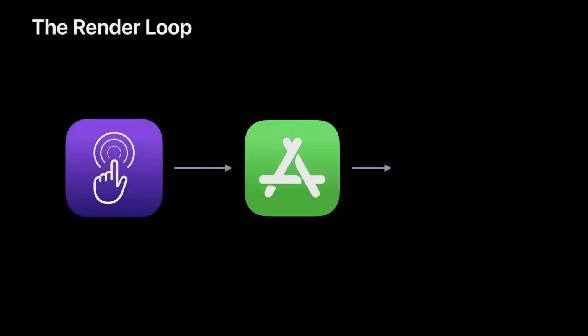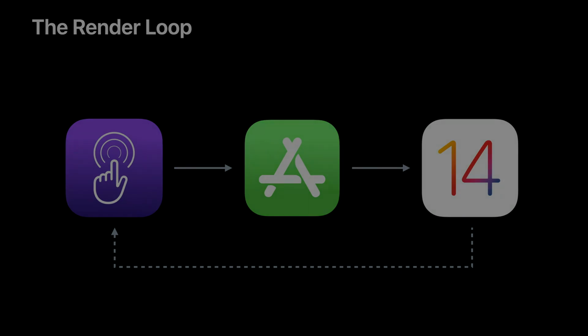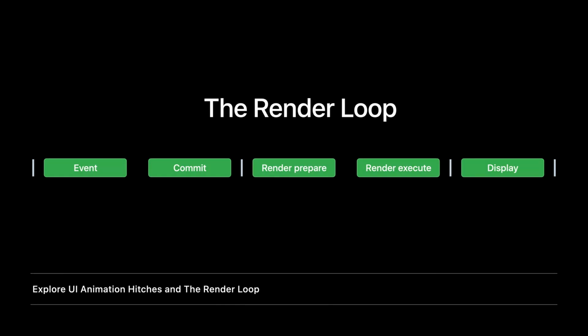iOS uses the render loop to display your views, and a hitch is any time the render loop does not complete a frame in time for display. For an overview of the entire render loop, check out my talk, Explore UI Animation Hitches and the Render Loop. Here, we'll focus on render hitches, which are hitches caused by slowness in the render prepare and render execute phases.